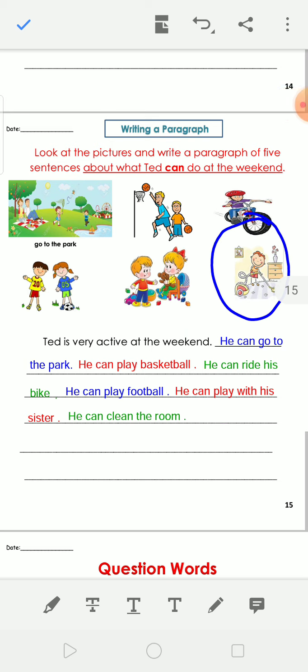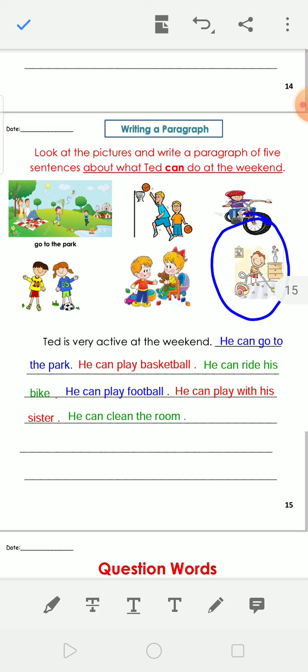So let's read our paragraph together. Ted is very active at the weekend. He can go to the park. He can play basketball. He can ride his bike. He can play football. He can play with his sister. He can clean the room.